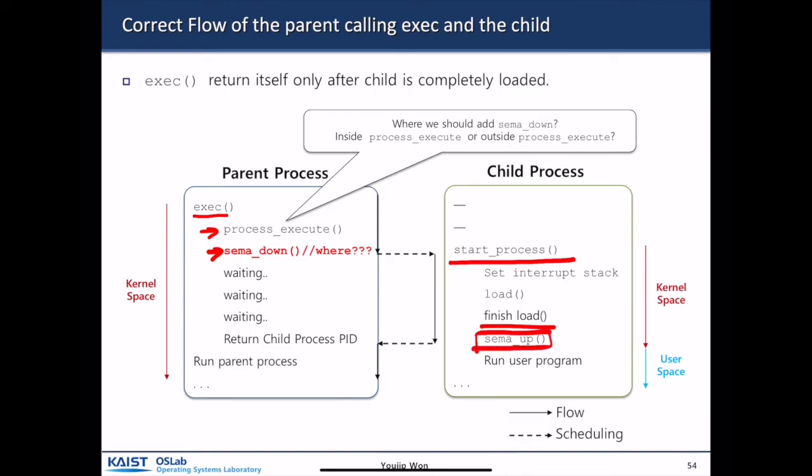So there's an important issue here. Where are we going to put the sema down function? Is it going to be right next to the process execute call, or are we going to put it inside process execute?